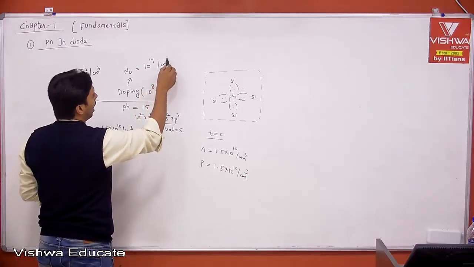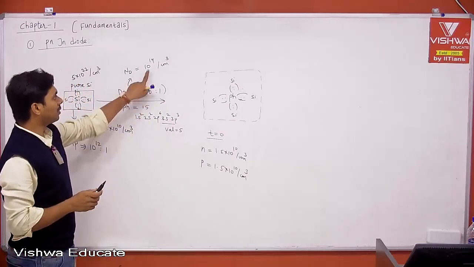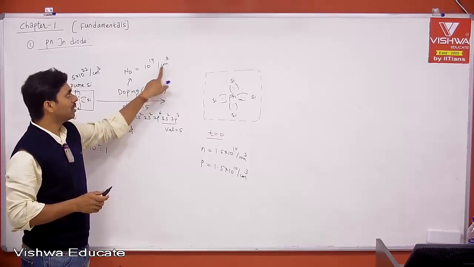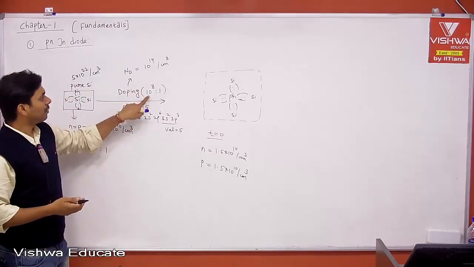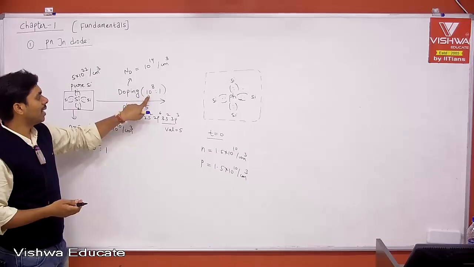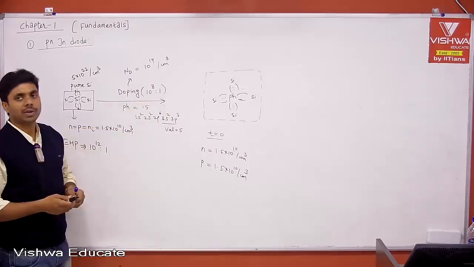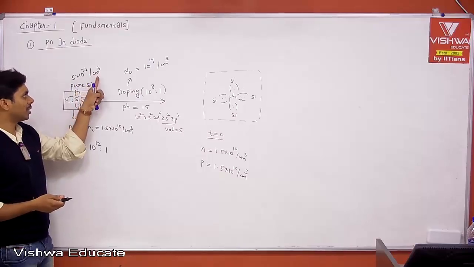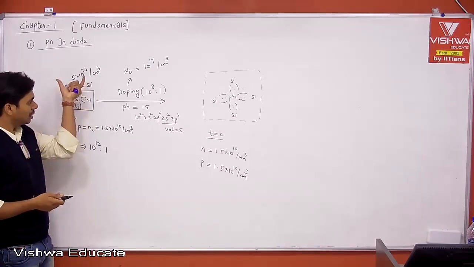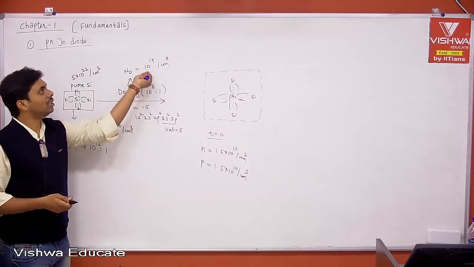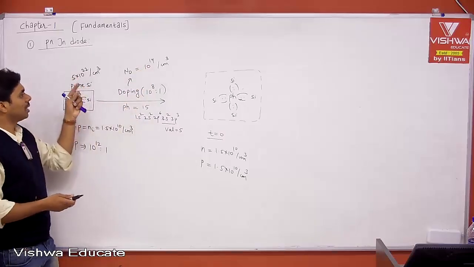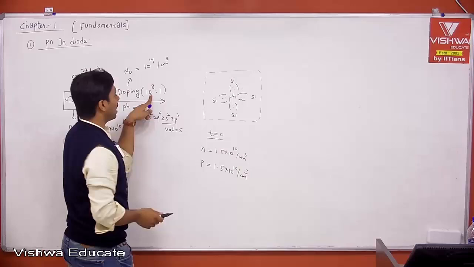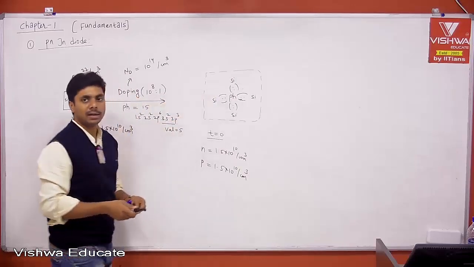This means if you add 10 to the power of 14 phosphorus atoms per centimeter cube, then it comes to 10 to the power of 8. For every 10 to the power of 8 silicon atoms, 1 impurity atom we are adding, because already we have 5 into 10 to the power of 22 silicon atoms per centimeter cube. In this, if you add 10 to the power of 14 impurity atoms and distribute, for every 10 to the power of 8 silicon atoms, 1 impurity atom will be added.